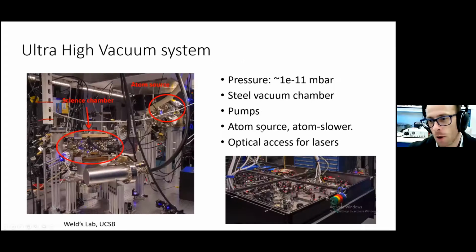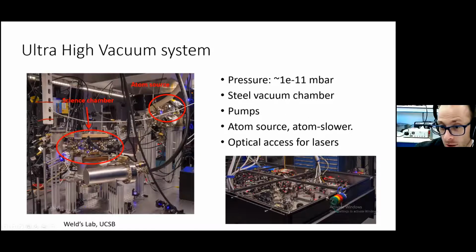So this is how a typical quantum machine looks like. It's typically 1 meter by 1 meter. This is the scale. We have here, for example, the science chamber in the middle with different optical axes for the laser to go through to manipulate the atoms. And this chamber is made of steel in order to have very high vacuum. We have pumps all around the chamber to reach a very low pressure.